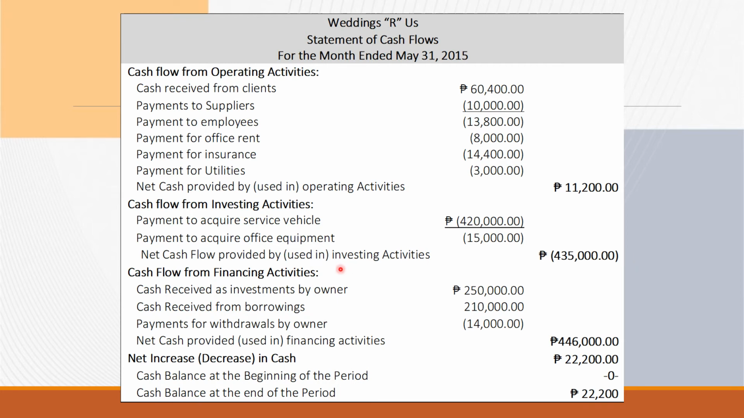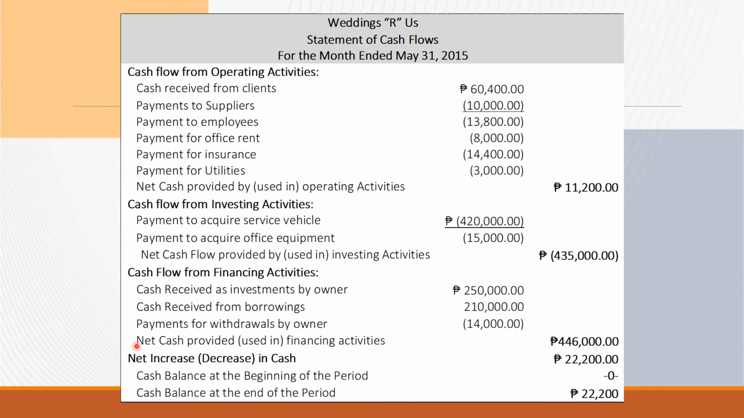Next, for the cash flow from financing activities. The cash received as investment by owner is considered to be positive because it will increase the cash. The cash received from borrowings will also increase the cash. And then the payments for withdrawals by owner is negative because it will decrease the cash.